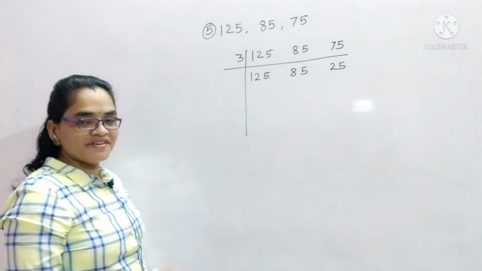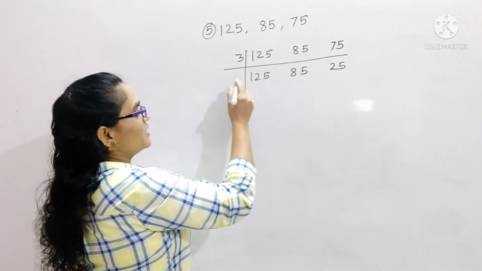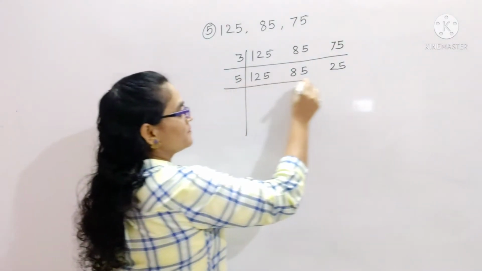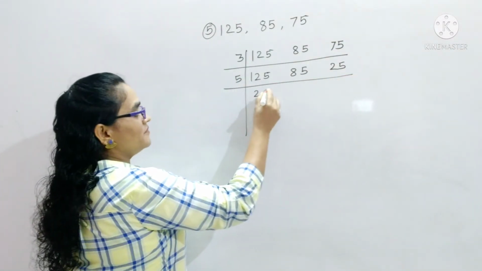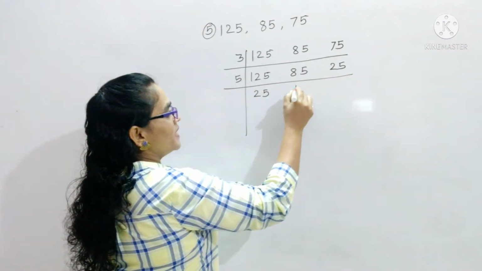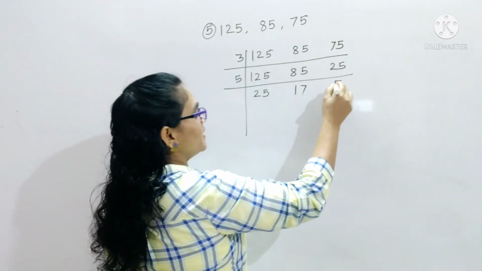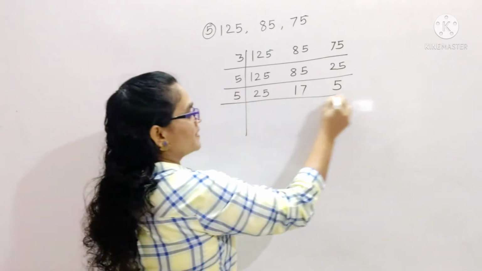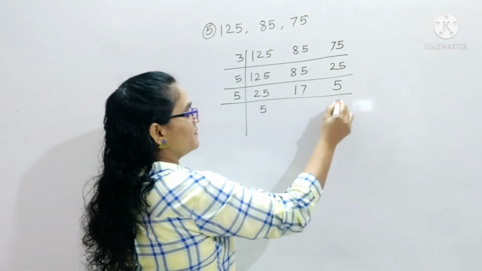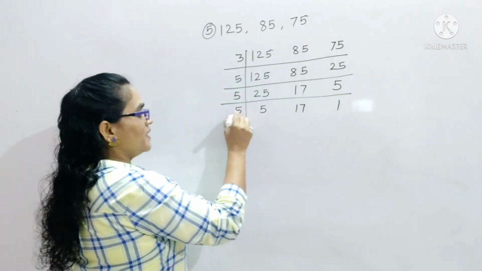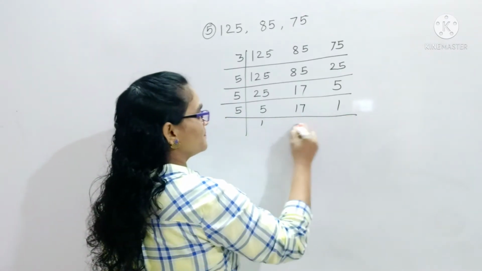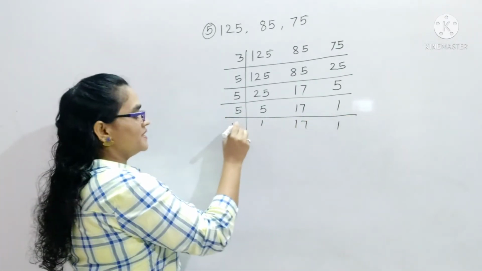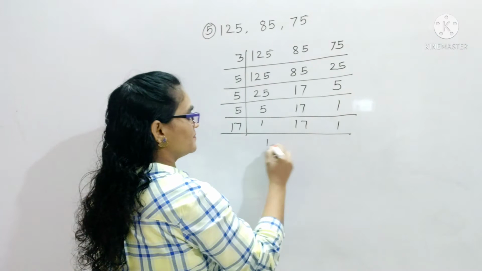25 3s are 75. Now see, not divisible by 3, then 5. 5 2s are 10, 5 5s are 25, 5 1s are 5, 5 7s are 35, 5 5s are 25. Again take 5. 5 5s are 25, 5 1s are 5, 5 1s are 5, 17 1s are 17.